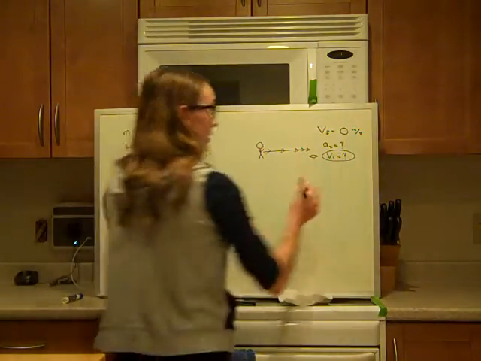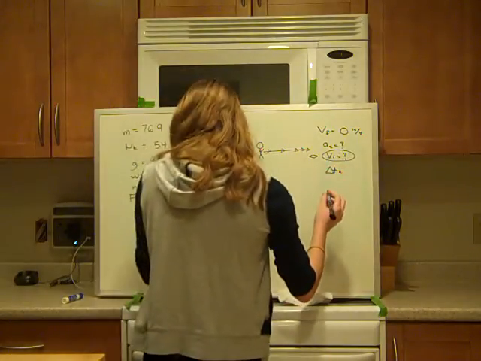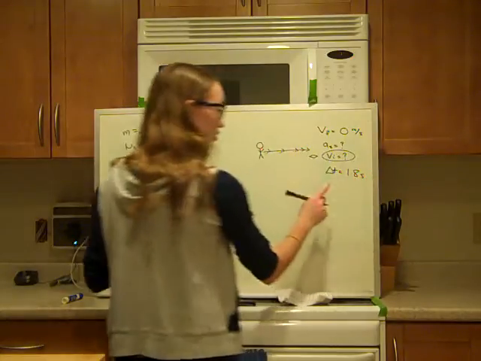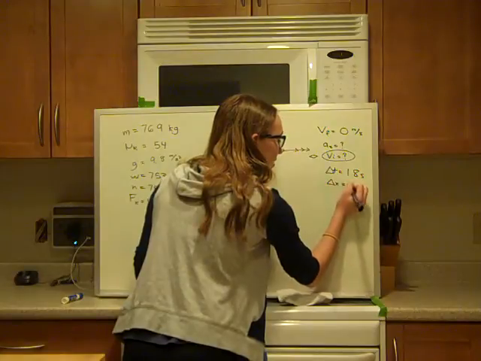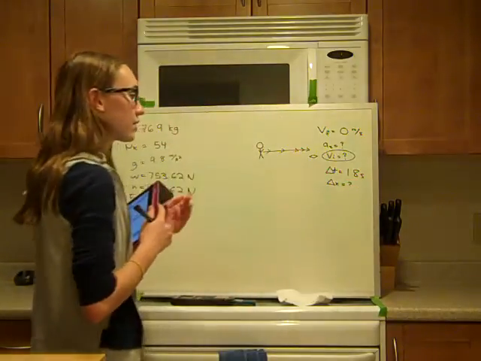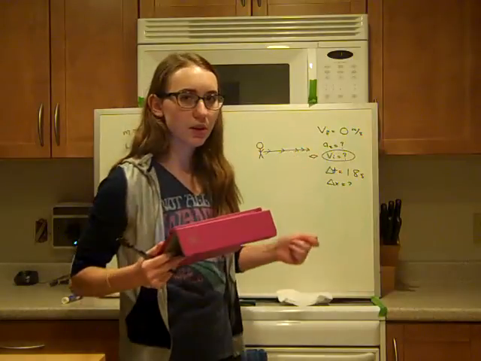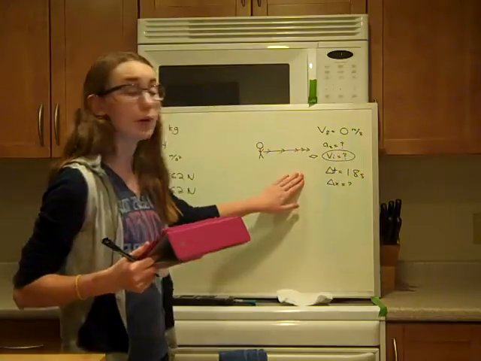What else do we know? We know the time. Delta t is equivalent to 1.8 seconds, because the question told us that, and we don't know the distance that he's sliding. Alright, so you might be thinking, well, what can we do here? Because we have 3 variables that we don't know. It's really not easy to solve for 3 variables that you don't know.